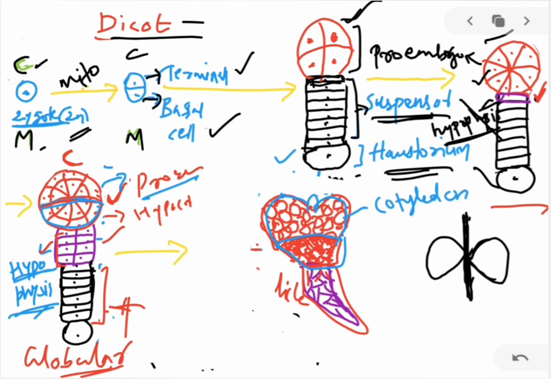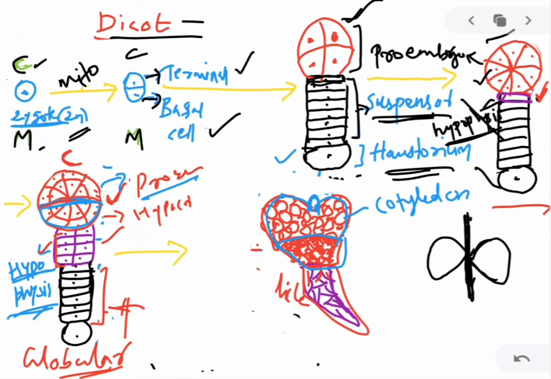And plumule is going to be here. We said this upper half is going to become the cotyledon as well as the plumule. This plumule is going to become the future shoot, or the stem system, we can say. Now please note down this particular stage.